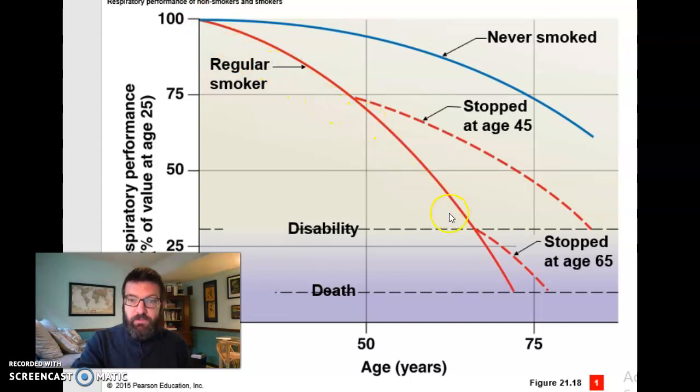At this point, we hit a level that's disabling, and at this point, we hit death, right? You can't survive at this point. So this is an average, right? Not everybody has the same curve, but this is an average. But notice that if you stop, for instance, when you're 45 or so, then your curve changes, and it makes a big difference. So this is going to be part of my little anti-smoking PSA during your respiratory system chapter. And remember, this has nothing to do with cancer. We'll talk about that in a second. This is just your respiratory performance, based on things like emphysema.